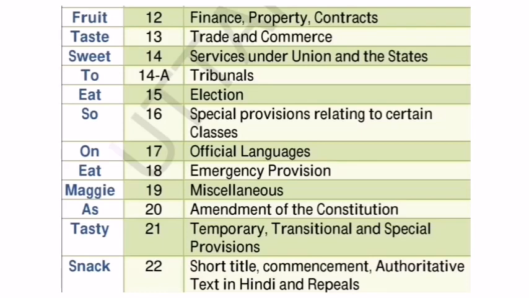With that trick, here we can make a sentence as: fruit tastes sweet to eat, so on, eat Maggie as a tasty snack. With these two sentences, you can easily memorize all the 22 parts of the Constitution.